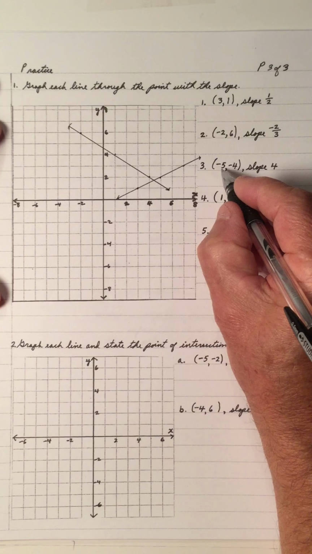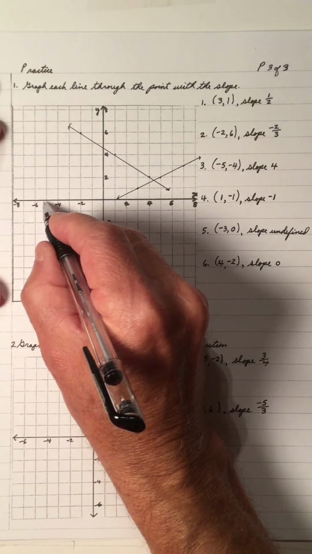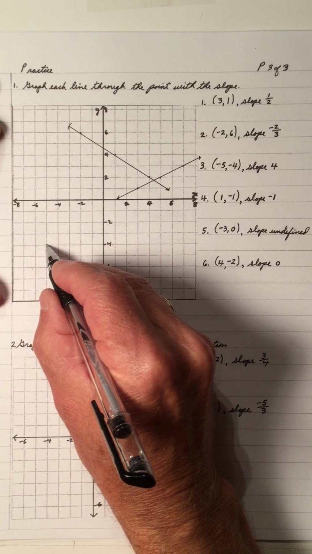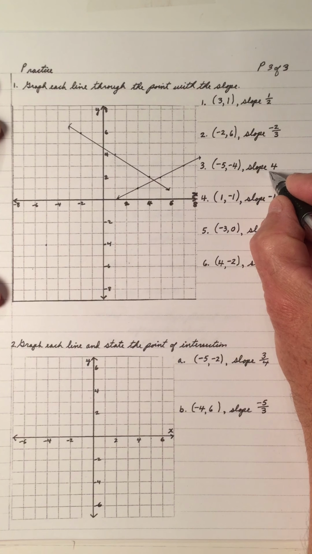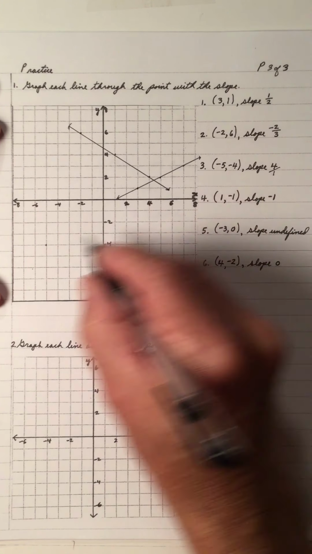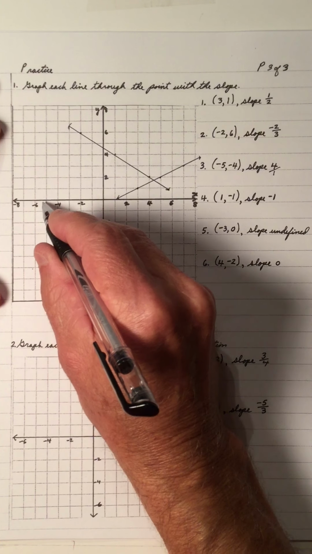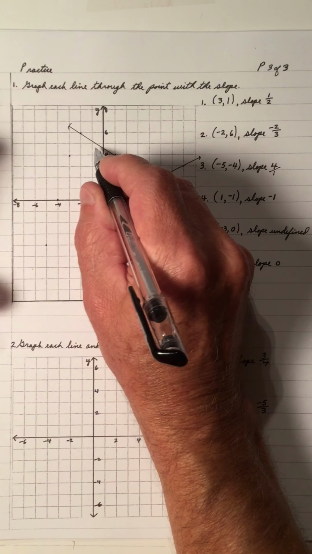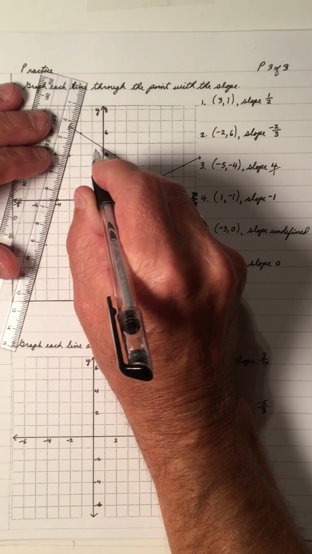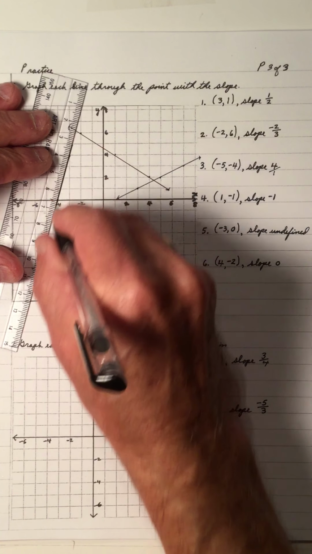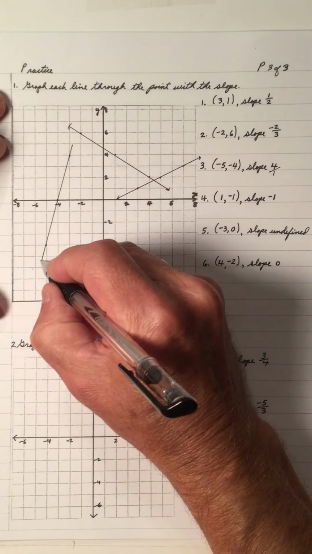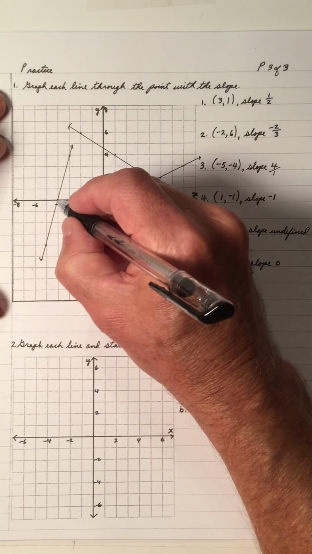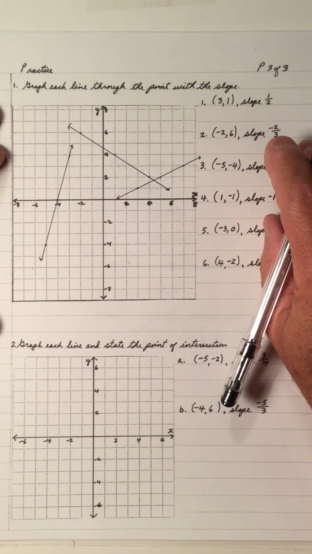Number 3, the point is -5, -4. X is -5, y is -4. They meet right there. And the slope is 4, understood to be 4/1. So I will go up 4, 1, 2, 3, 4, and right 1. So that's the line that goes there. And we put arrowheads. Notice the slope is positive 4. You're going up to the right. Everything is okay.